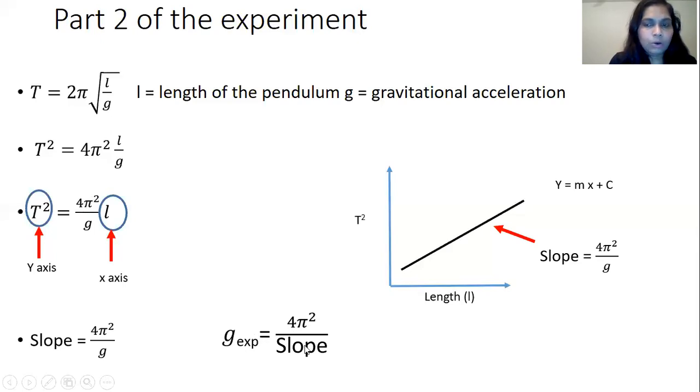Basically, in all the labs that you did earlier using Excel, the slope was equal to your unknown value. But here we are going with a slightly more advanced method. The slope is not directly equal to your unknown value, but you need to do one more mathematical step. So g experimental is 4π squared over slope. Once you plot the graph, you can get the slope from the graph and plug it into this equation, and you can calculate the gravitational acceleration experimentally.